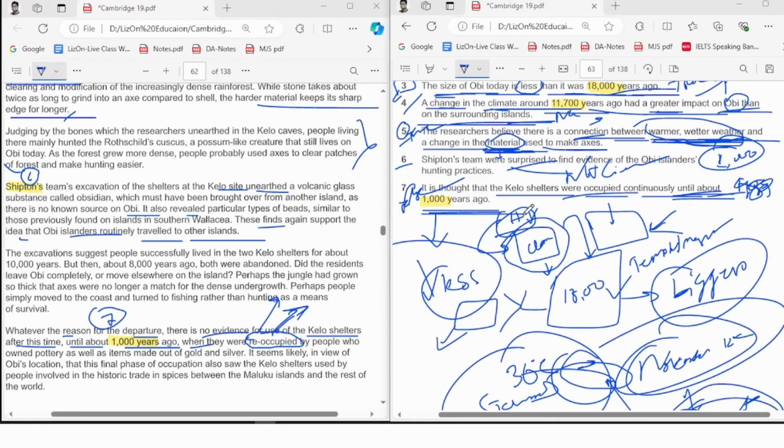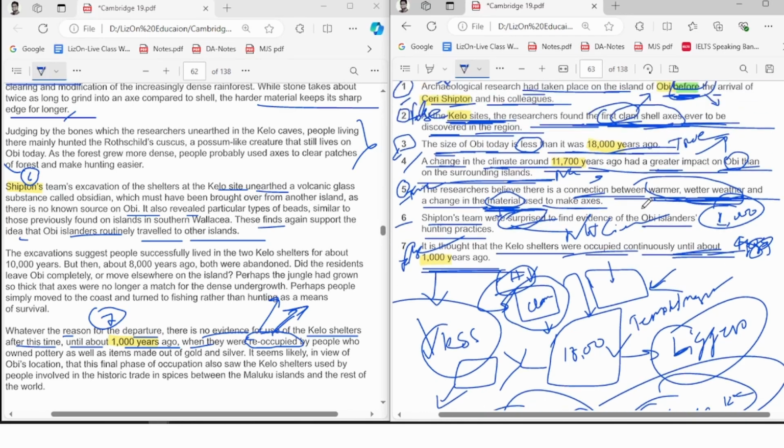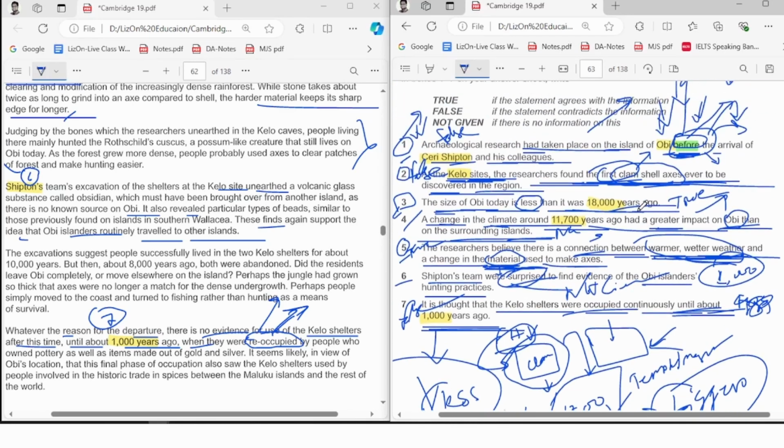Like here you see the not given. Which one was not given here? The info was there, like Shimpton teams, Obi Islanders, this kind of information were there. But whether it was a surprise or not, this info we couldn't find. That's the reason we give it the not given, right?